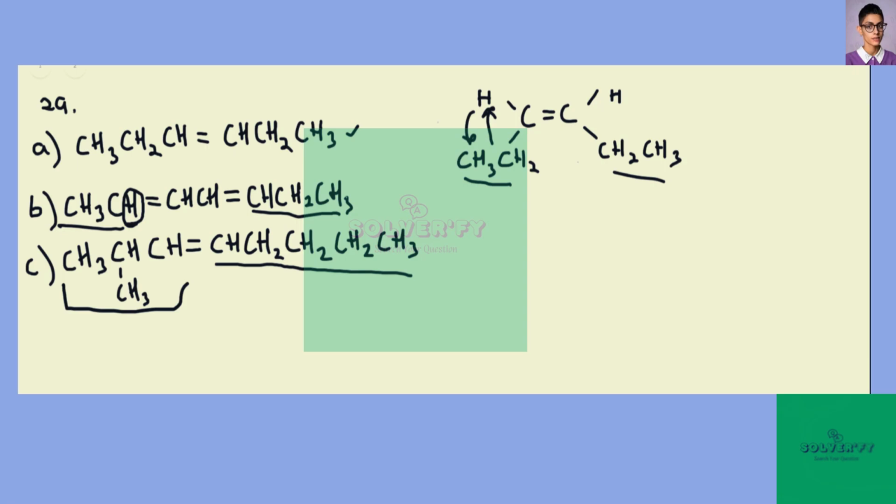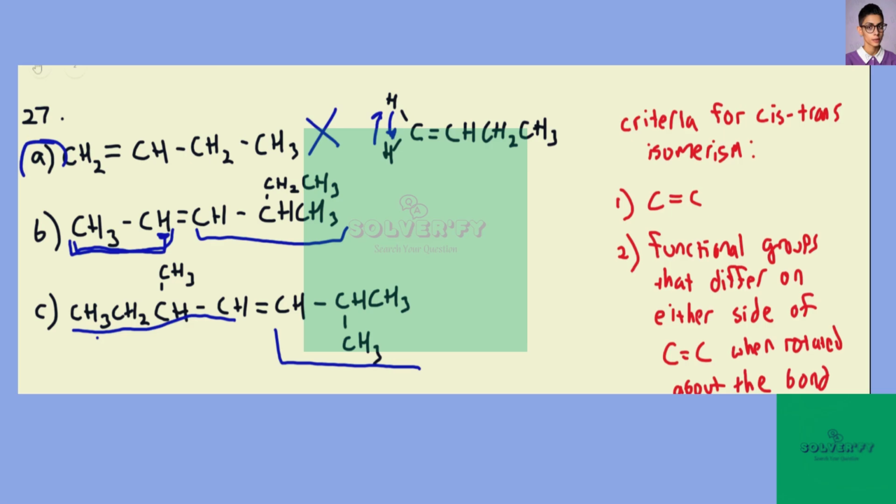So all three of these compounds do exhibit isomerism. The only one that doesn't is 27A because the only groups it has on either side of that bond are those two hydrogens.